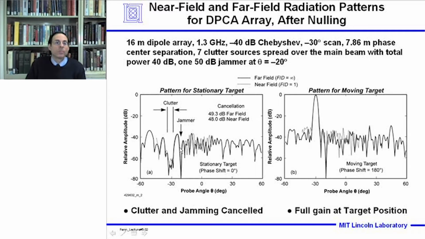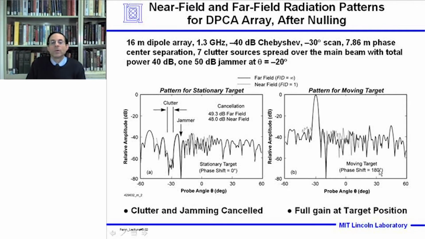We see a null formed at the jammer location. The cancellation is 49.3 dB in the far field case and 48.0 dB in the near field case. So the adaptive array cancellation is approximately equal. They're not identical, but for all practical purposes, what we're showing here for far field and near field cases is that the clutter and jamming are canceled in a nearly equivalent fashion. So this is for a stationary target with phase shift of 0 degrees.